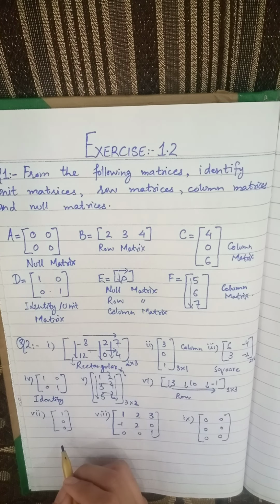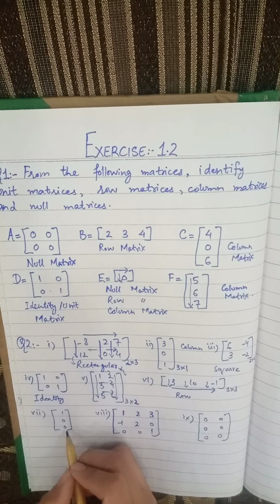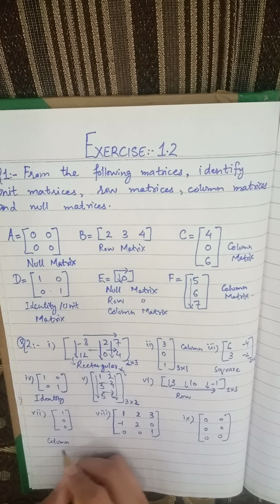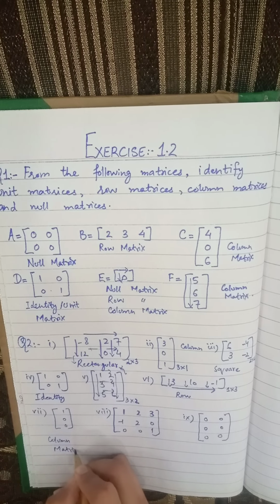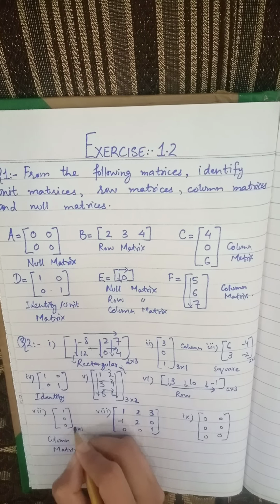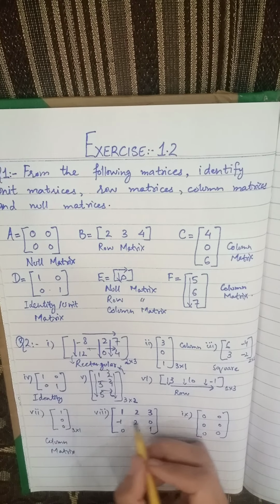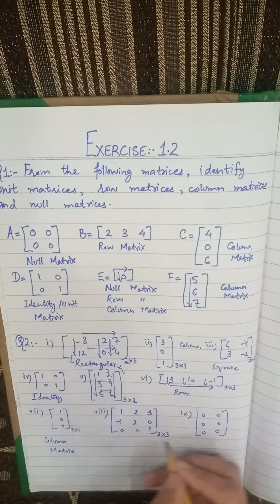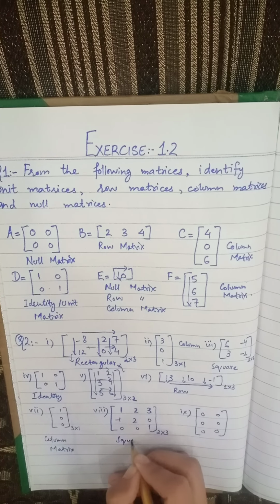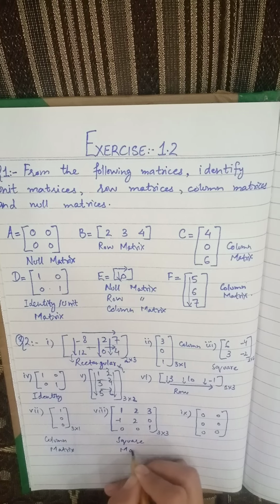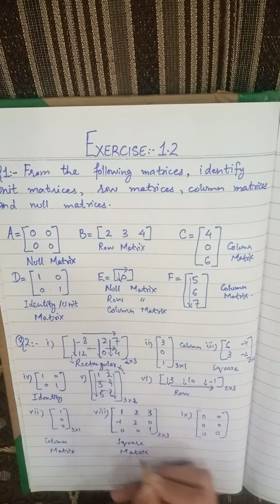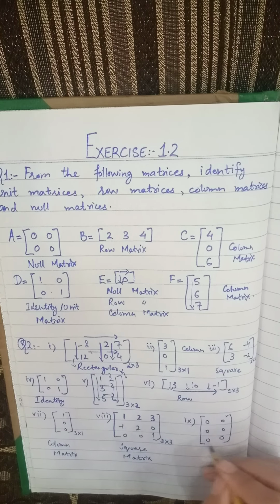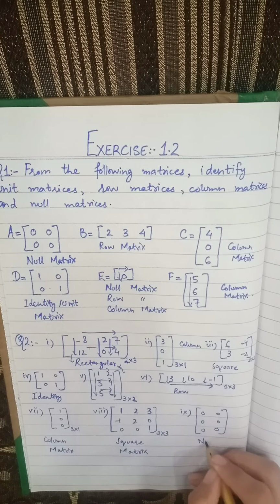Then it comes to this one. It's a column matrix because it has only 1 column: 3 rows and 1 column. Then this is a 3 cross 3 matrix. The number of rows and the number of columns are equal, so it's a square matrix. Last, 0 0 0 0. All of the entries are 0. It's a null matrix.